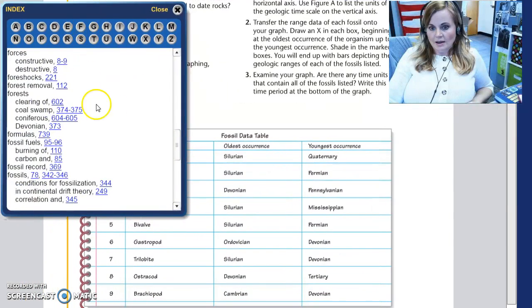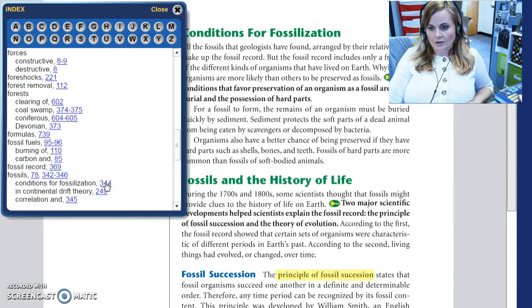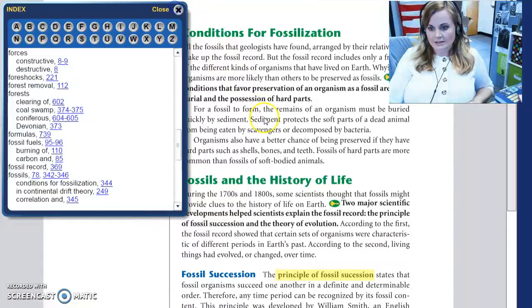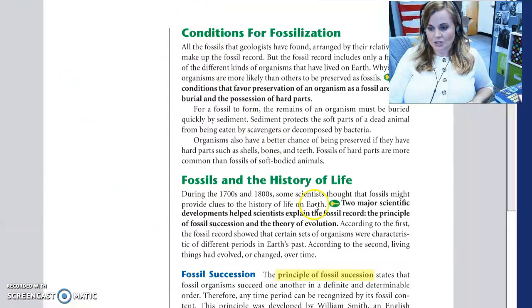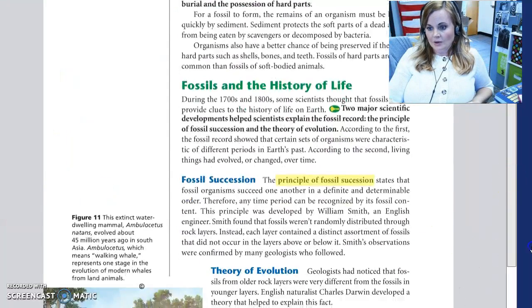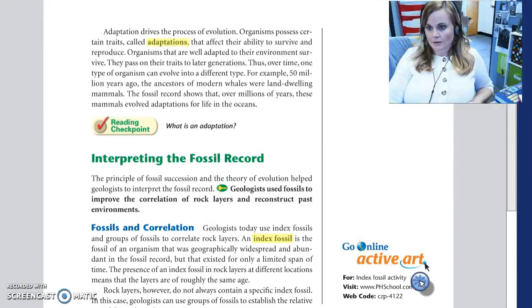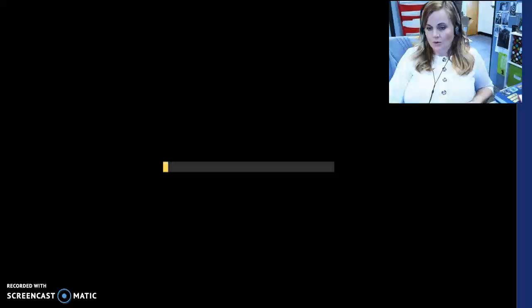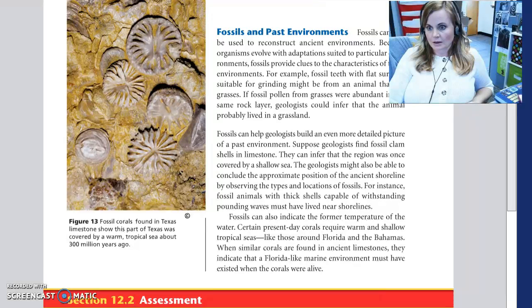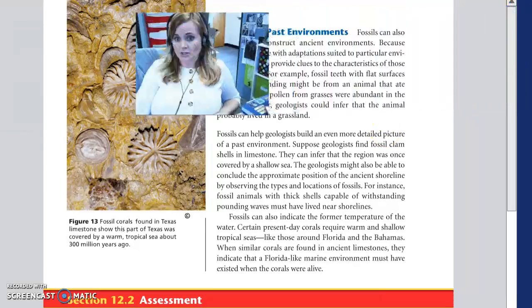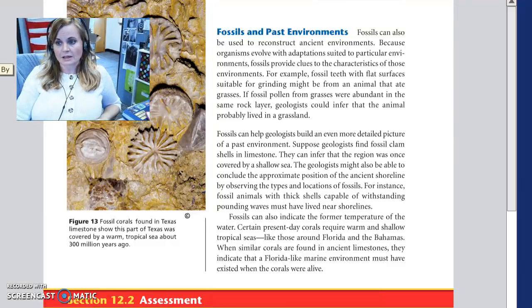Well, we're gonna try 344 and see. It says conditions for fossilization. I think we're close. Fossils and correlation. Here we go. Page 346 is where you're going to find out that information about which environment this rock was laid down in.